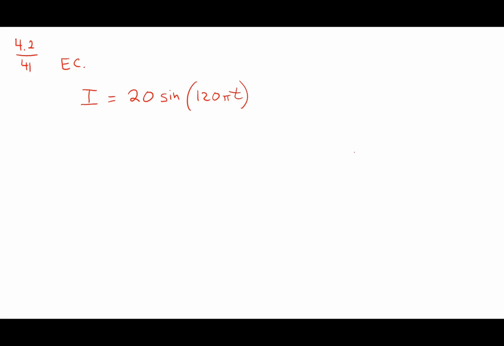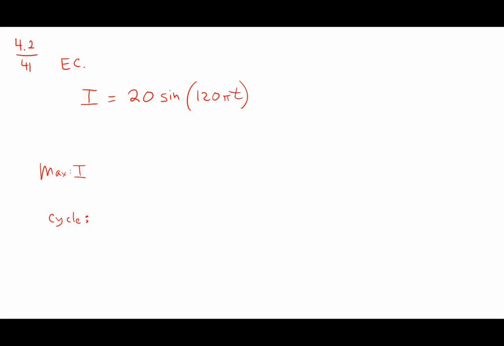Find the maximum value of I, so we need to find the max for I, and then we need to find how fast I goes through one complete cycle. Cool. All right, let's do it here. So the cycle piece right over here. Okay, let's jam with it here.